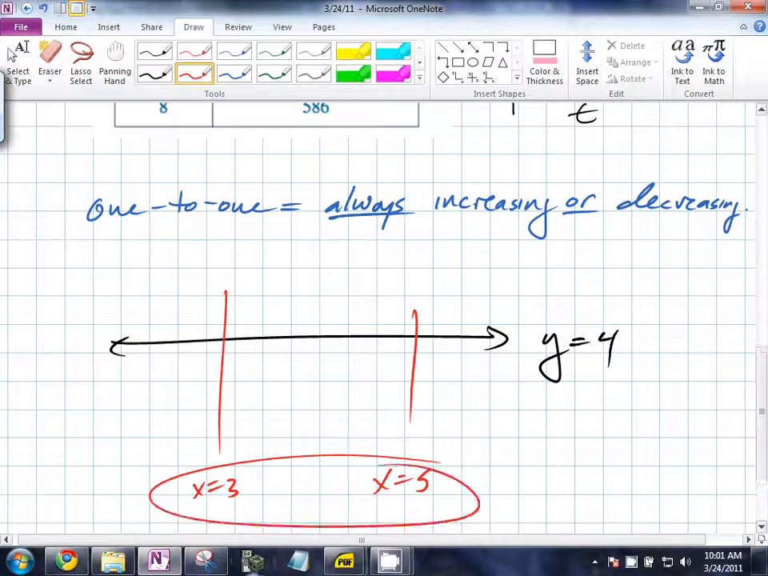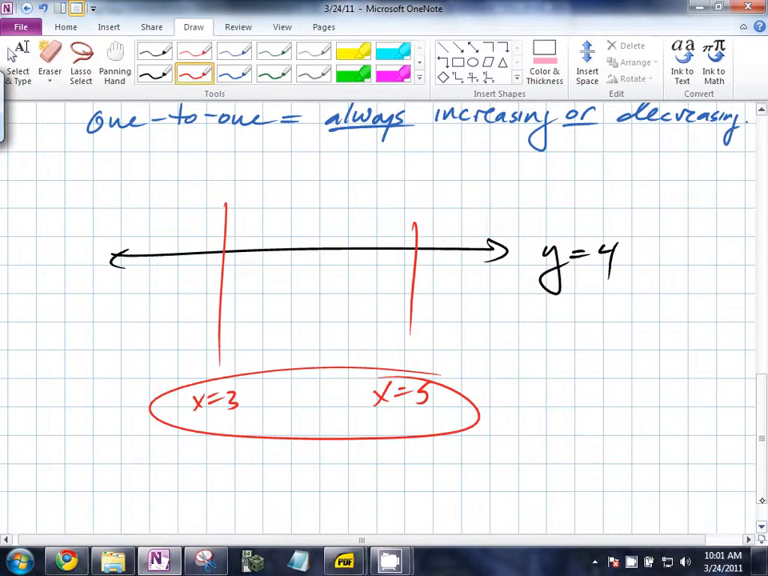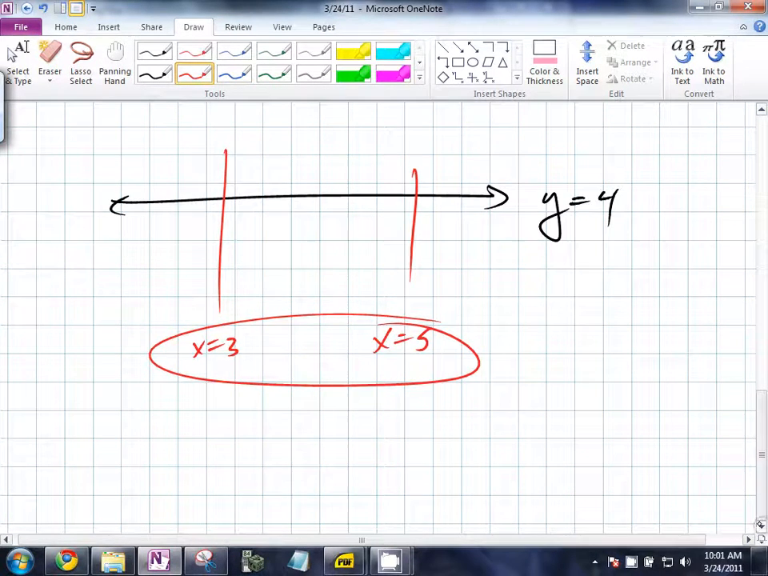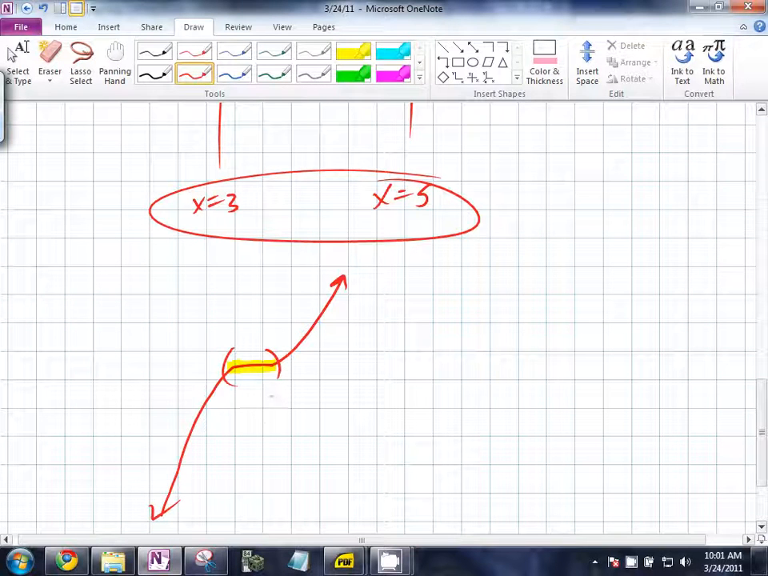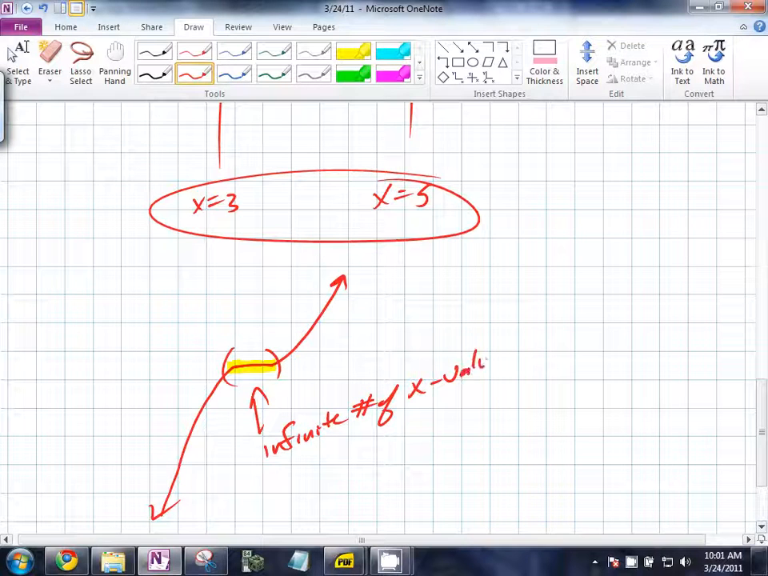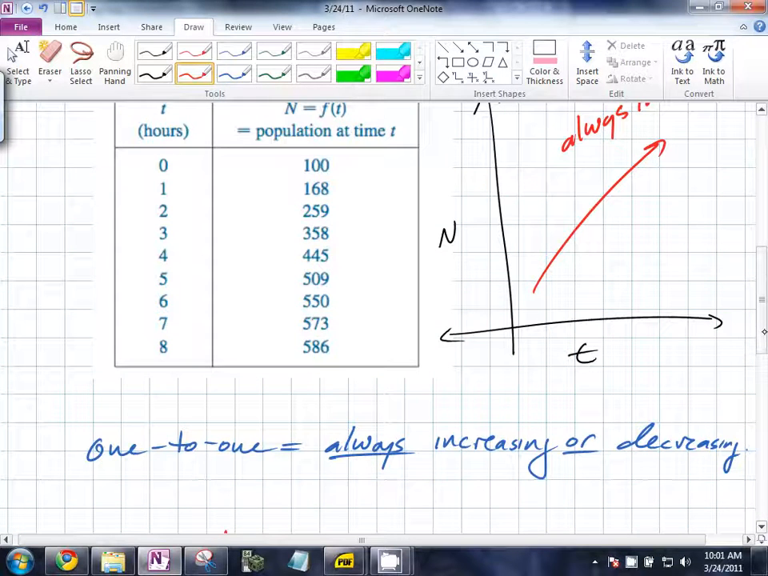If a function is constant for any part of its graph, so let's say we had a function that went like this for a little bit, and then went up like this. Let's say it was constant right there. How many different x values are there between here and here? Infinite number of x values. So how many different x values map to the same y value? Infinite number. Is this a 1-to-1 function? No. The terms get a little murky depending on what book you look at, depending on what teacher you have.